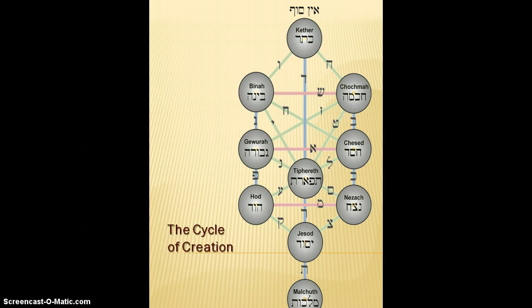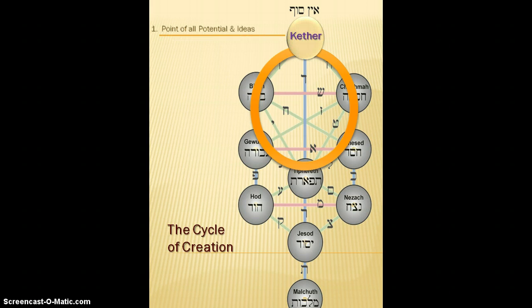It's actually broken up into two parts, the first part being called the cycle of creation, and that encompasses the top part of the Kabbalah tree. It starts off in Kether, where all points and potentials and ideas are centered in one point called Kether. It is the center of all possibilities. The next step is to take out and distill one idea out of the ocean of infinite ideas.